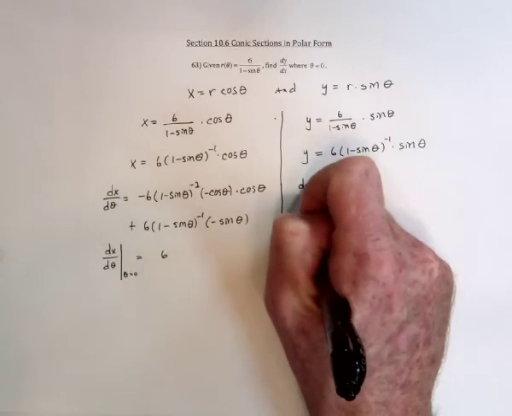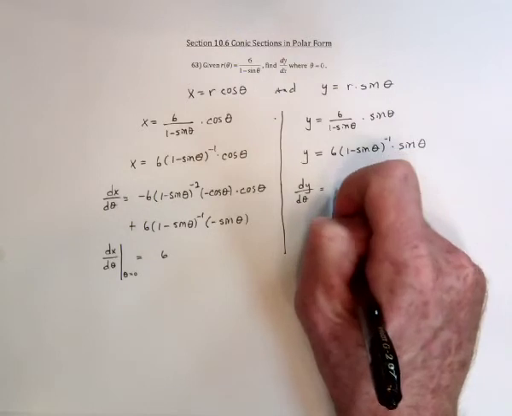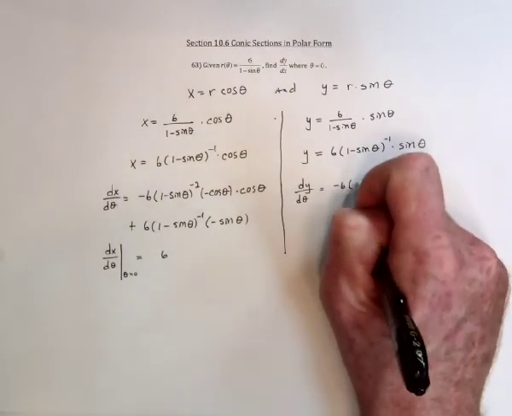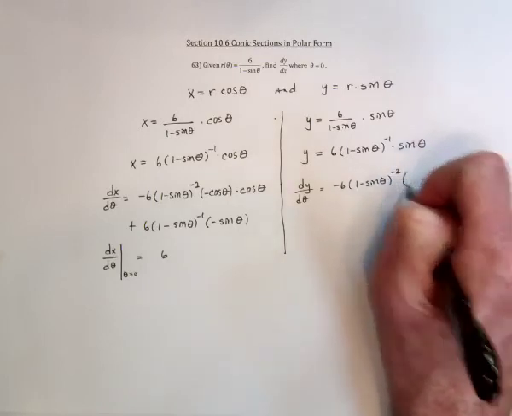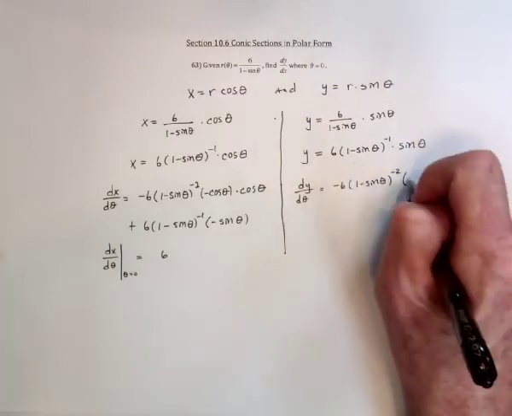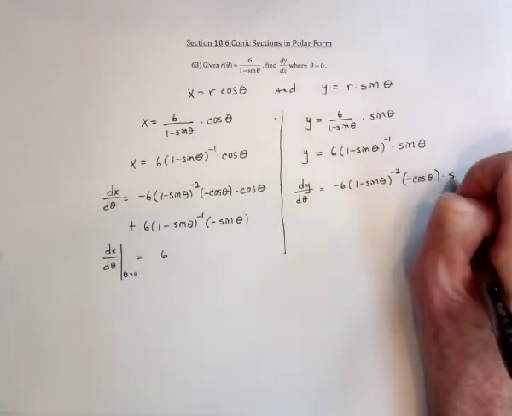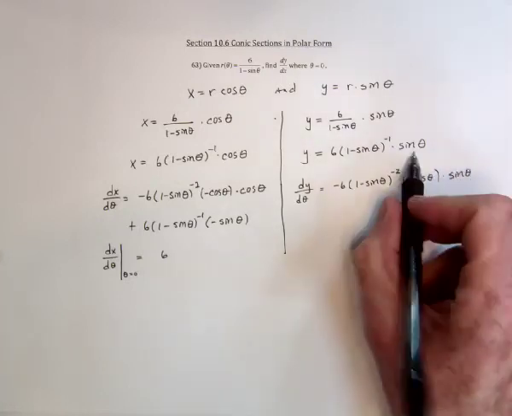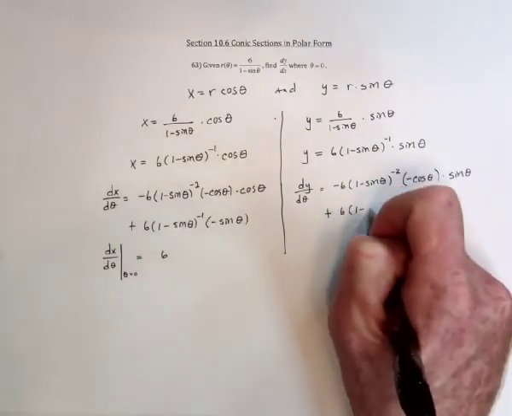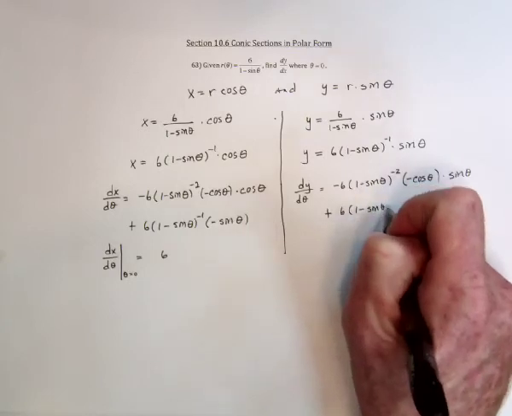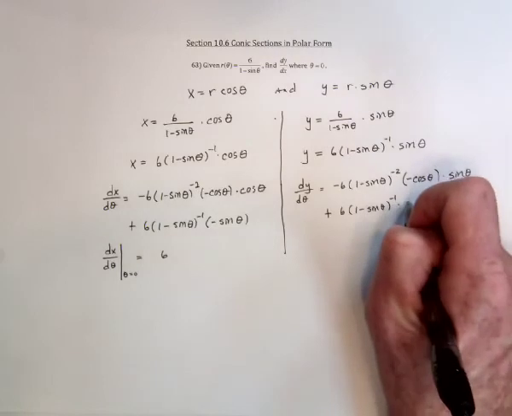Now find the derivative of y with respect to theta. Again, I'm going to take the derivative here first, so negative 6. The inside part stays the same, and then it's raised to negative 2. Then take the derivative of the inside, which will be negative cosine of theta, and leave that sine of theta alone for now. Plus, leave the 6 and 1 minus sine of theta to the negative 1 alone. This time take the derivative of sine, which is cosine.